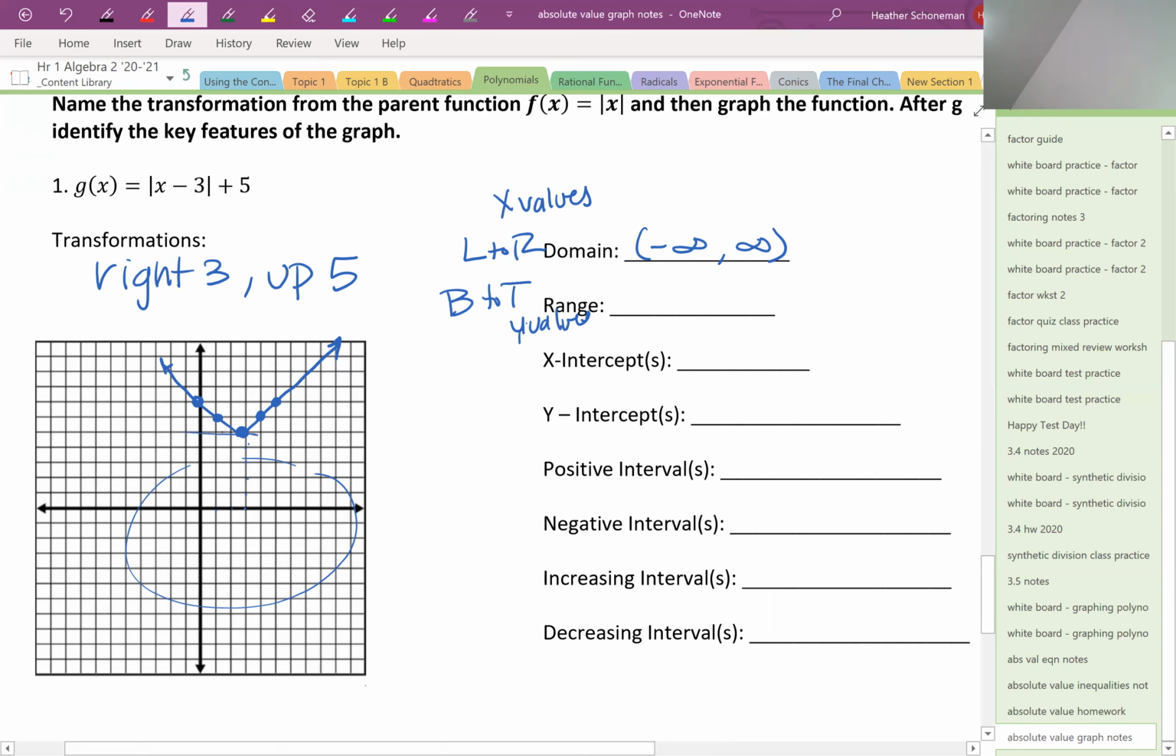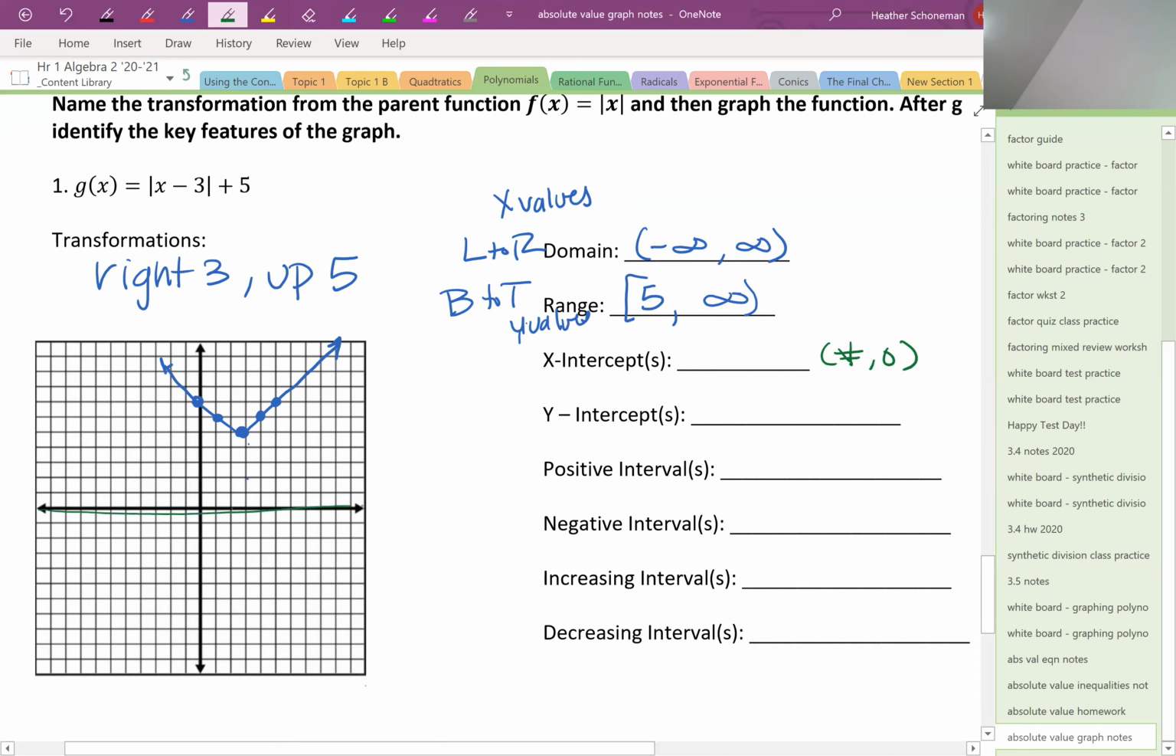So down here, I've got nothing. And I've got nothing all the way till I get to here on the y, and that is at 5 on the y. And that point is a closed circle, so it's a bracket, and then it doesn't stop going up, so it goes to infinity. Okay, the next one's the x-intercepts.